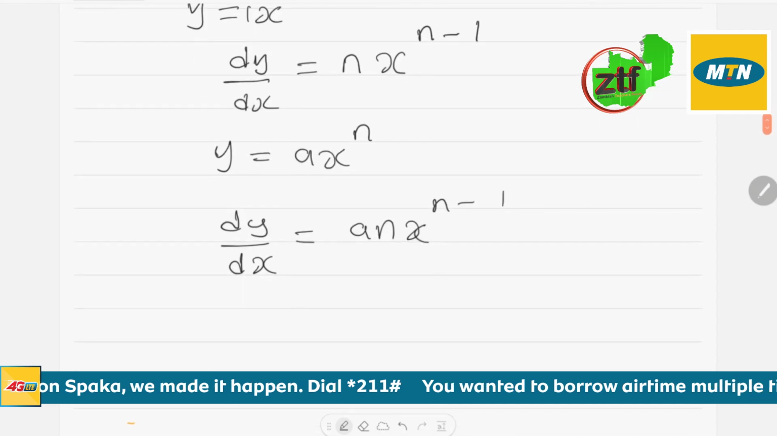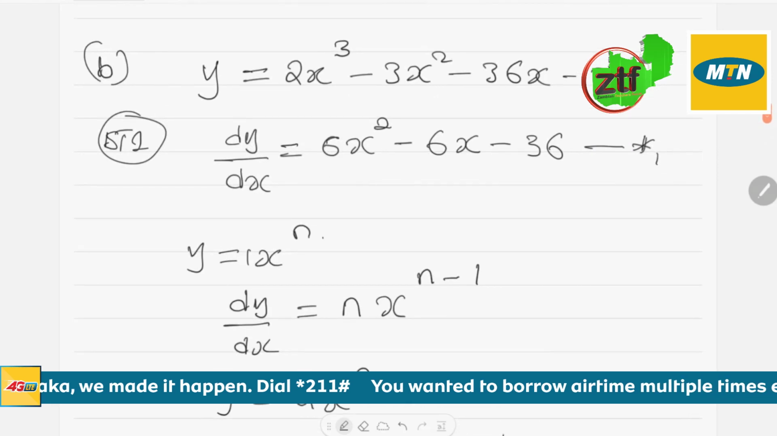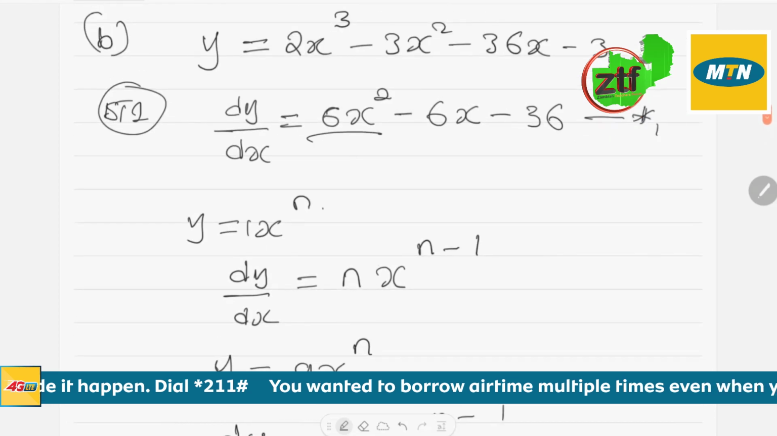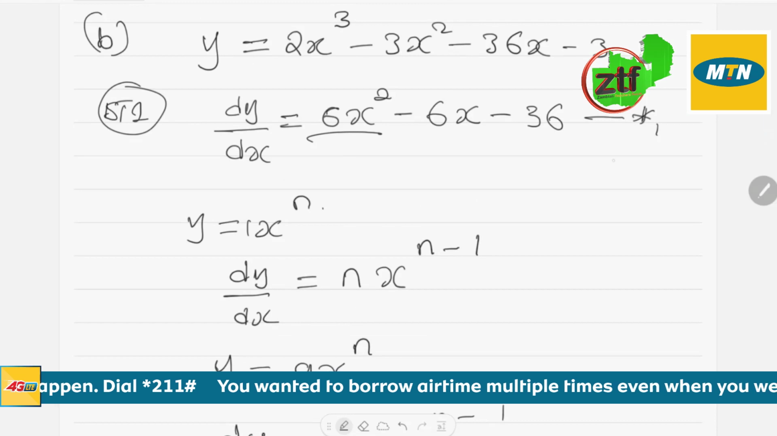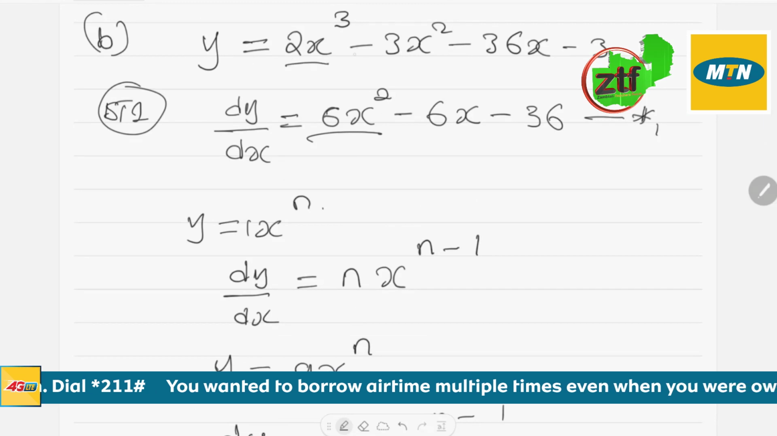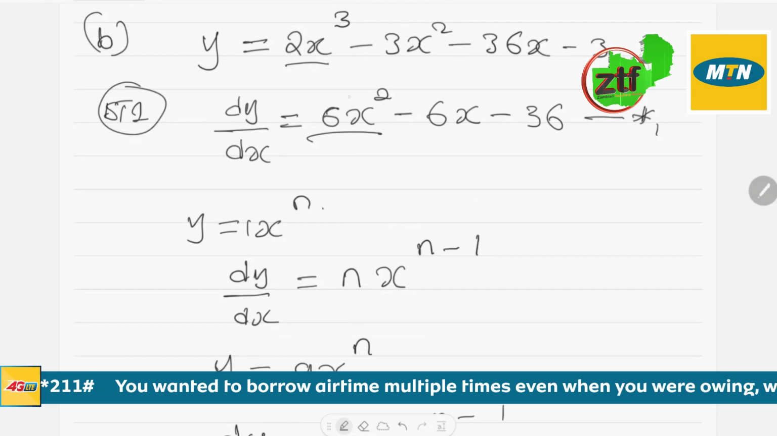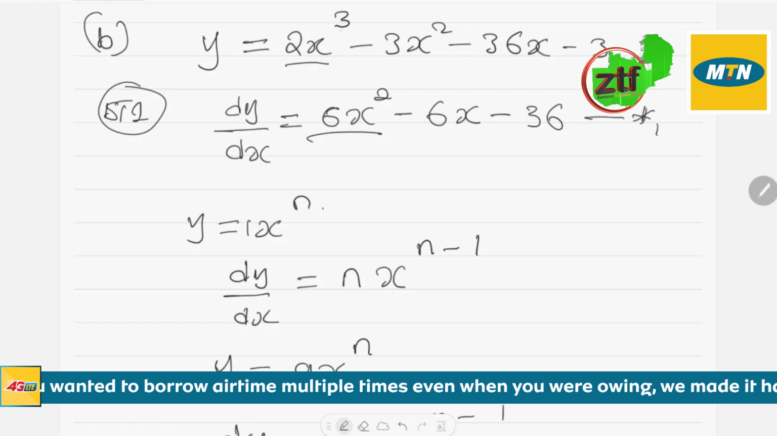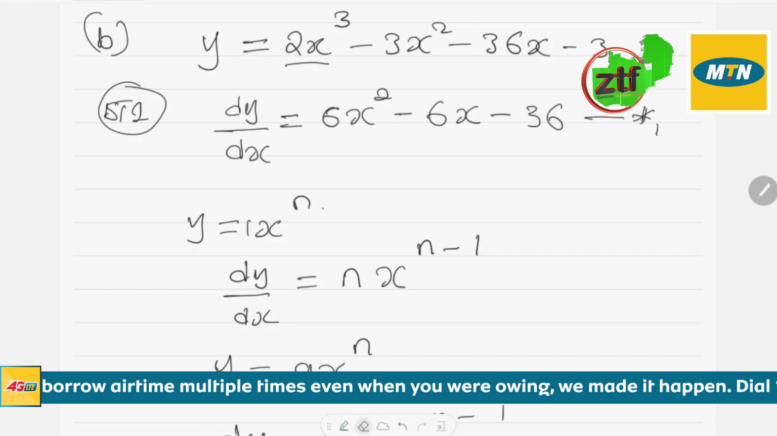So this is the same process I used to find the derivatives of these terms, of this term. So I multiplied the 3 by 2, which is as good as multiplying n by a. So you get 6, then the power you subtract by 1. So that is how you differentiate.